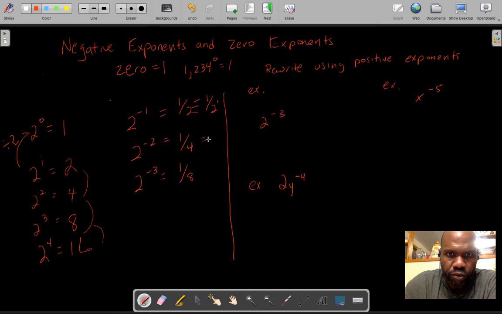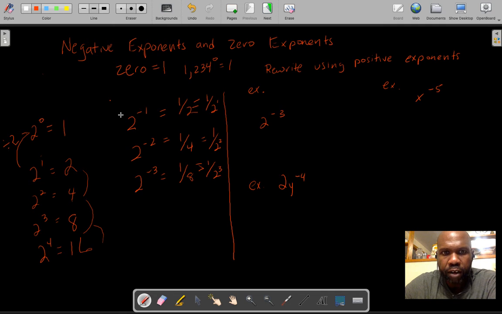This one, another equal sign. This is 1, 2 over 2. And this one would be equal to 1, 2 over 3. So anytime you have a negative exponent, that means it's going to be over 1. It's always going to be over 1.